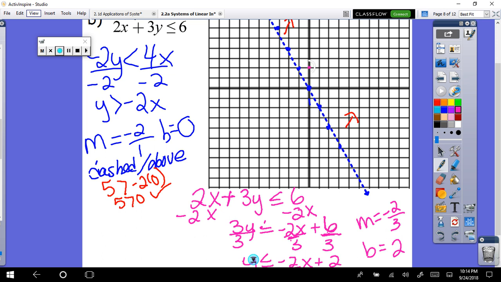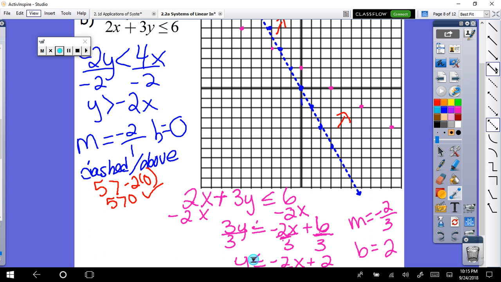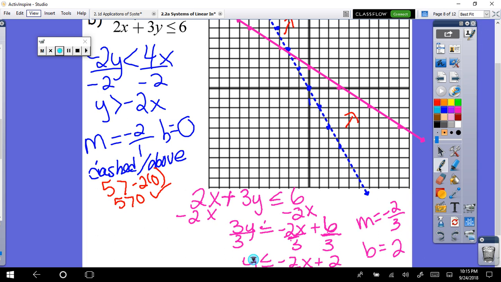So a y-intercept at +2, we want to go downhill again, so down 2 to the right 3, down 2 to the right 3, or up 2 to the left 3. This is a less than or equal to, so we're going to have a solid line this time. And this says that we're going to be shading for less than, we should be shading below the line. We can test a point. This time the 0 is open for that line, so we could test 0, 0.